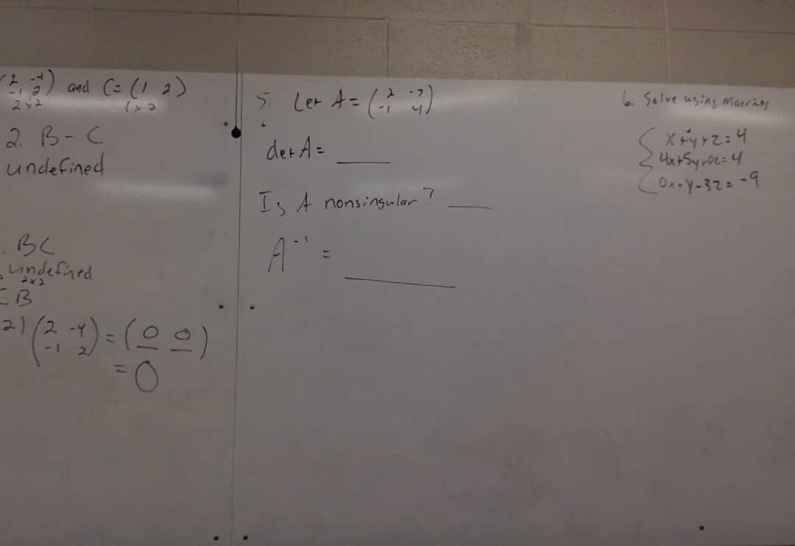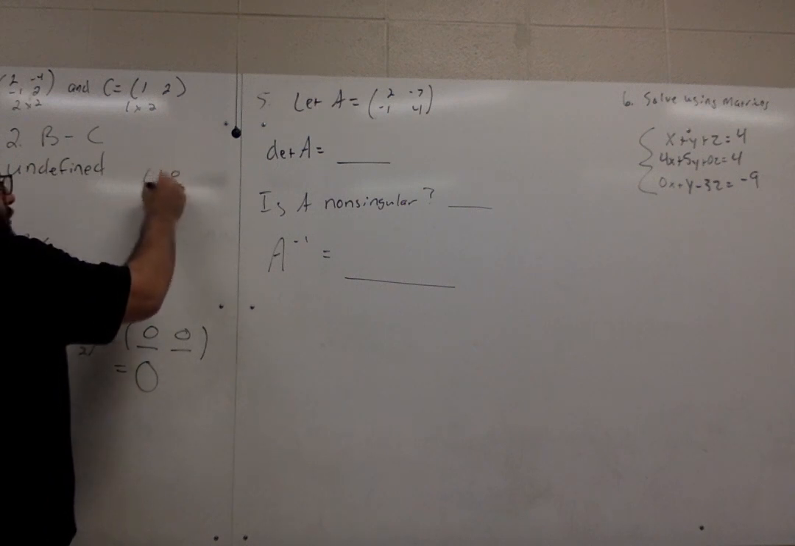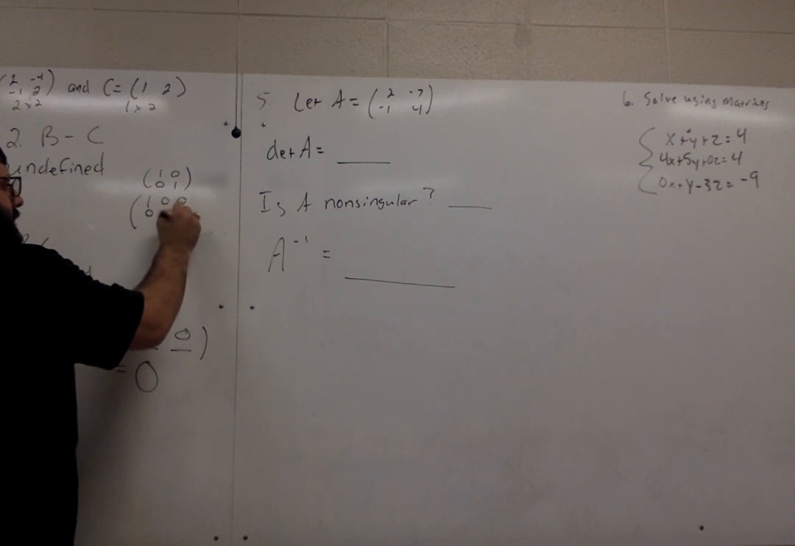Yes, good, thank you. When you multiply them together both ways, not just one way, and I get the identity matrix, that's how you know that they're inverses of each other. So for 2 by 2s, the identity looks like this. For 3 by 3s, the identity looks like this.